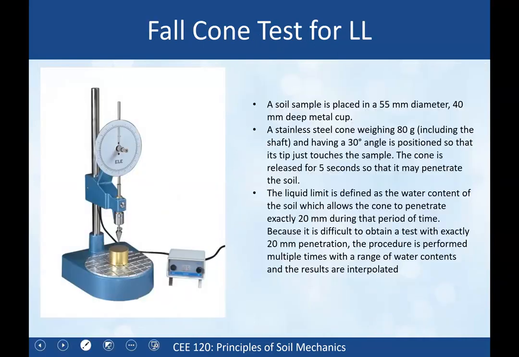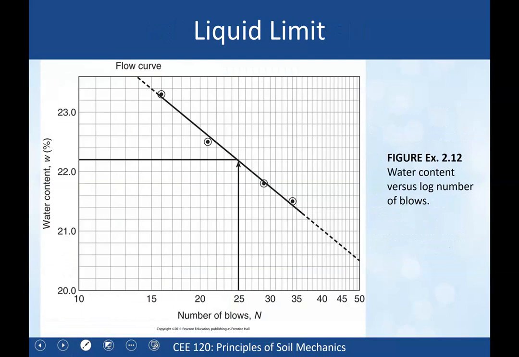Then what you would do is plot that out here. So here's the water content. Every time you make a measurement with the Casagrande cup, you measure the water content. So here's one at a low water content. It took 34 or 33 taps to close the groove. Then they added a little bit of water, and the water content goes up and the number of taps goes down. Then they get another one.